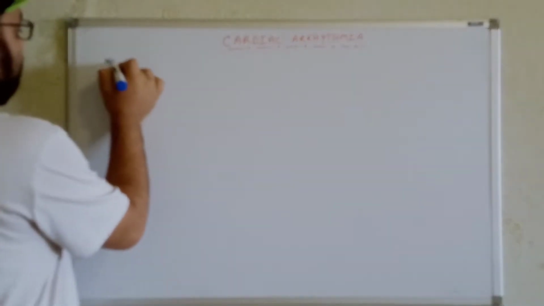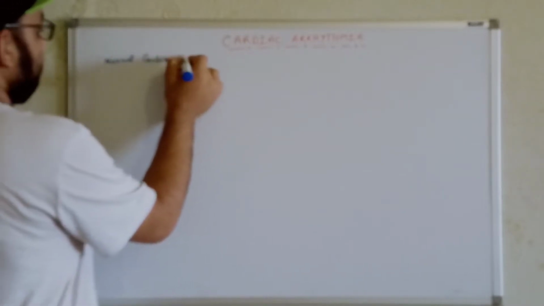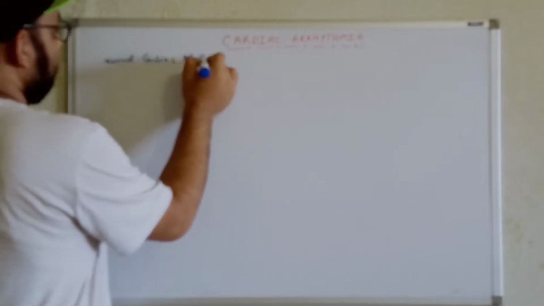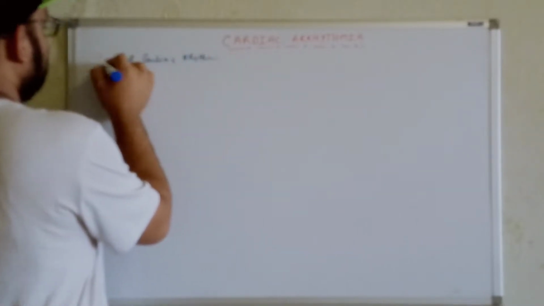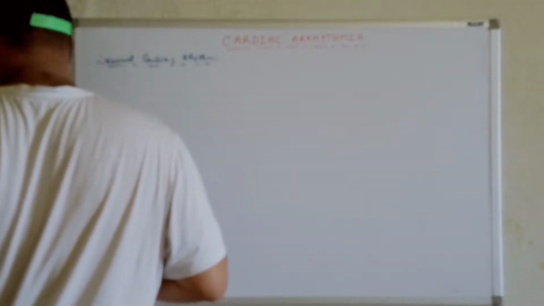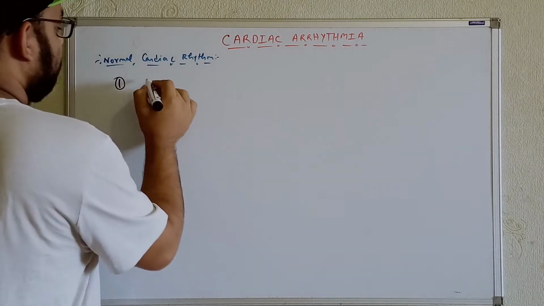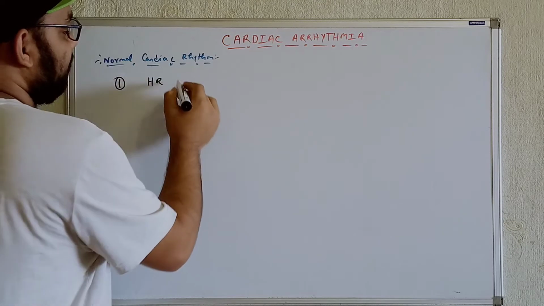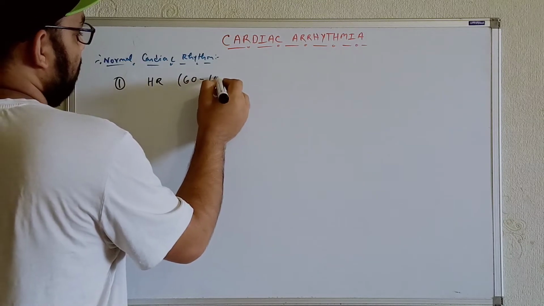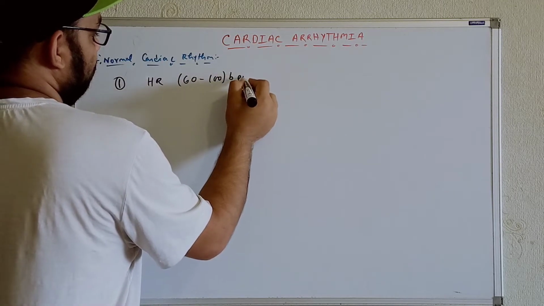Normal cardiac rhythm. Whatever we'll get in these cases, another cardiac normal rhythm over here. Now, first thing first, in this case you have to know that the heart rate should lie between 60 to 100 beats per minute. 60 to 100 beats per minute, okay? We'll get that as the first thing.